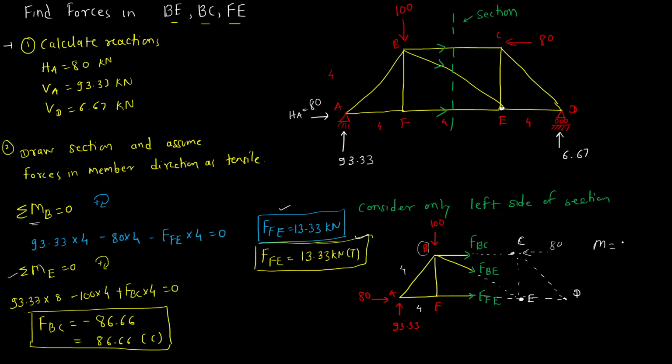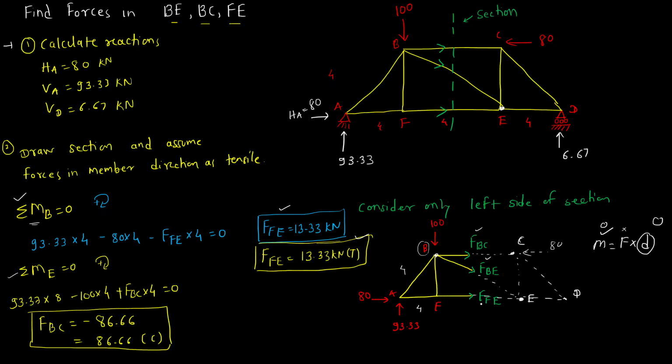We know the moment formula is force into distance. If this distance is 0, then no matter whatever the force is, the moment will also be 0. So when will this distance be 0? When the forces are passing through that point. So in the first case, you can see that FBC and FBE, these two forces were passing through point B. So first we have taken point B, sigma moment B is equal to 0.